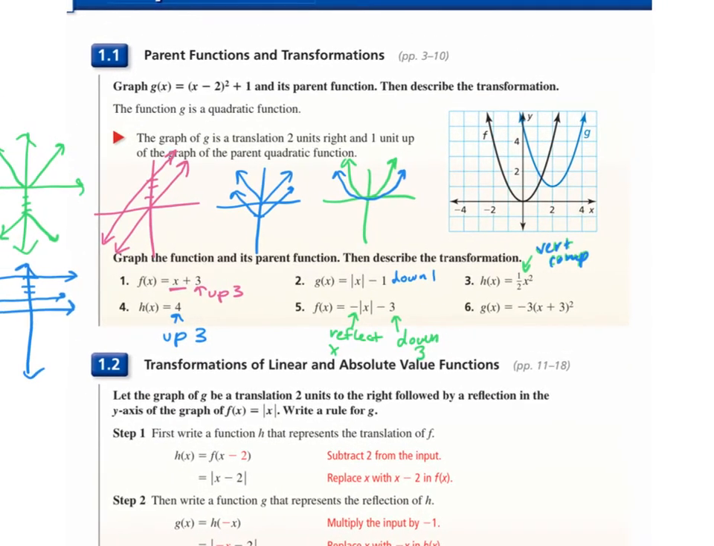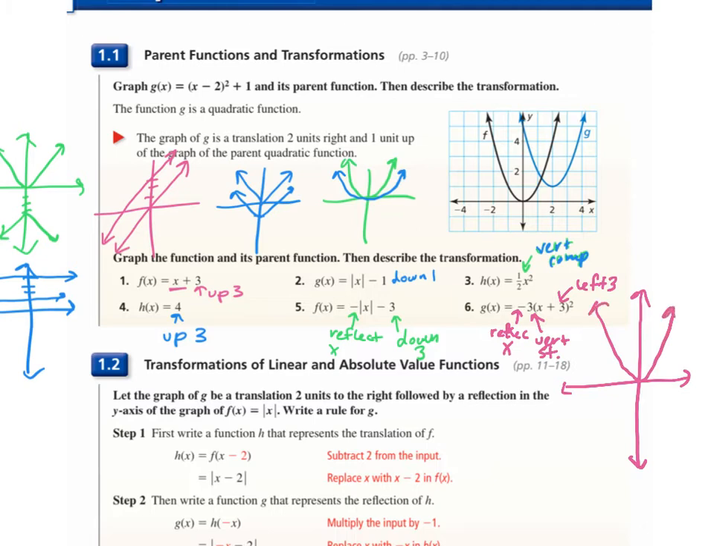And then lastly, for number 6, the negative means that it is a reflection on the x. The 3 means that it is a vertical stretch. And then this plus 3 inside means that we are going to the left 3. So we need to take our quadratic graph. We flip it upside down. We move to the left 3. And then we have a vertical stretch. So we're going to make it skinnier.